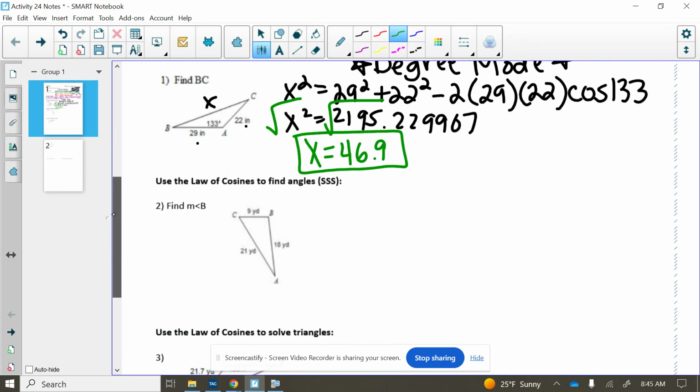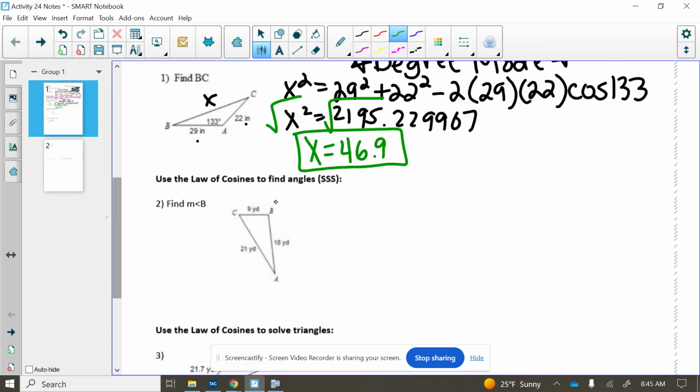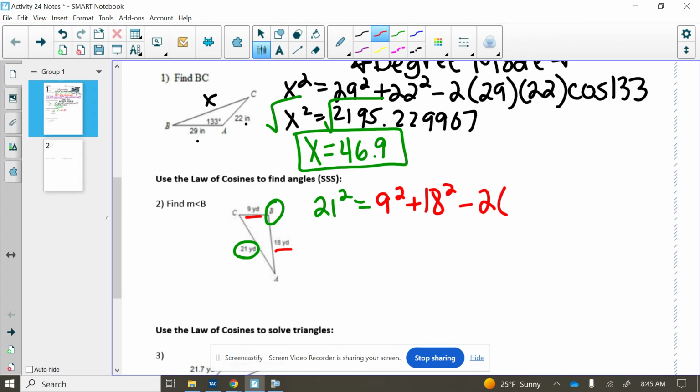Now, another piece that we can do is we can find an angle. So notice this time in number 2, we are looking for angle B. Notice the side across from angle B is going to be the 21. So that's going to go by itself on this other side of the equal sign. Then the two included angles this time are going to be 9 and 18. And those are going to get plugged in on the right-hand side of our equation. And then the cosine is going to be of what we're trying to find, angle B. Right? That's our goal, is to find angle B.